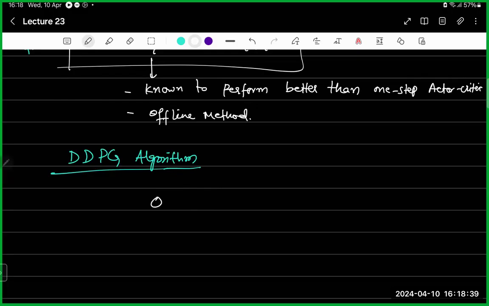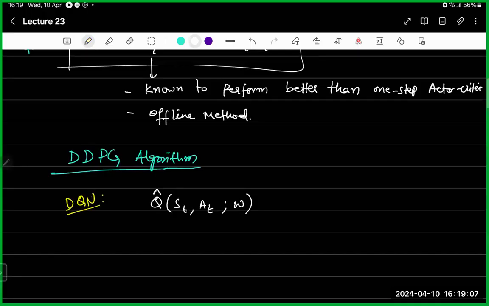So we denoted something called Q hat of S, A, which is parameterized by some weights W. Let's say we want this function to approximate our Q star, right? In the DQN, that's what we did, right? I'm just trying to briefly recap what DQN is.